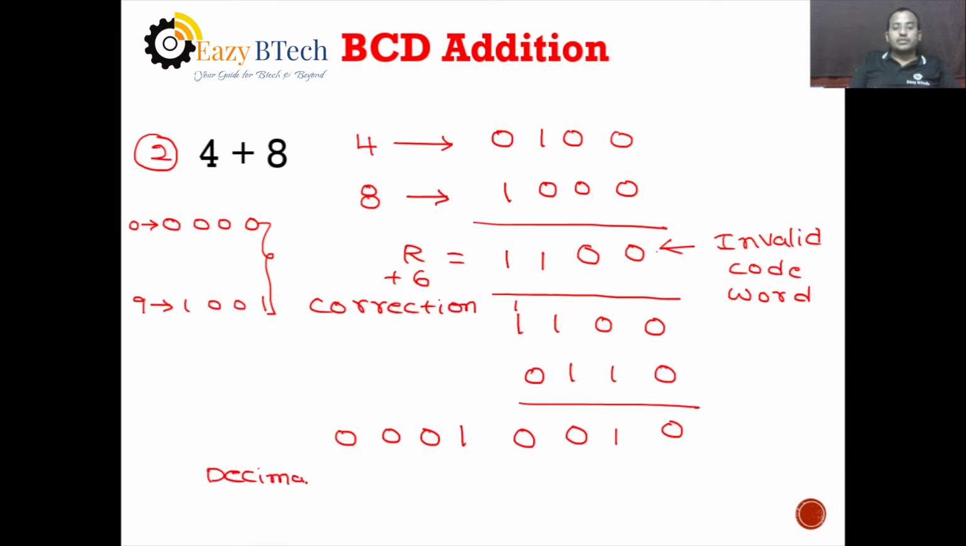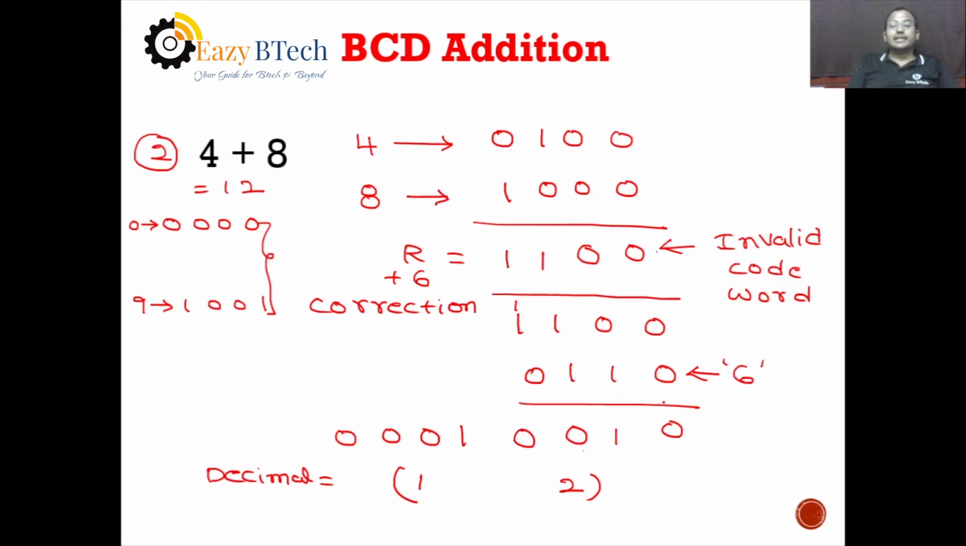The corresponding decimal equivalent for this BCD code: 0001 means 1 and 0010 means 2. So the corresponding decimal is 12. If we add 4 plus 8, we get 12. Here the result was an invalid code word, and to get the correct answer in BCD code we have added 6.